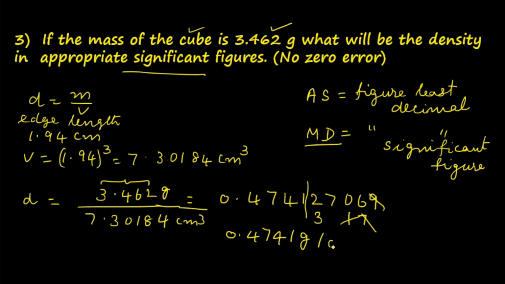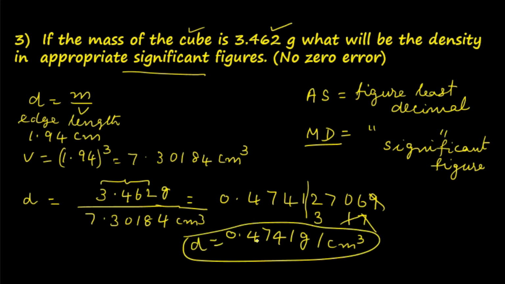0.4741 gram per centimeter cube. That is the density. So density is equal to 0.4741 gram per centimeter cube. Now, since the density is 0.47, it is much less than water. So, if they ask an additional question as to whether this cube will float in water or not, you can right away write the answer that it will float, because the density of water is 1, here the density is only 0.4.